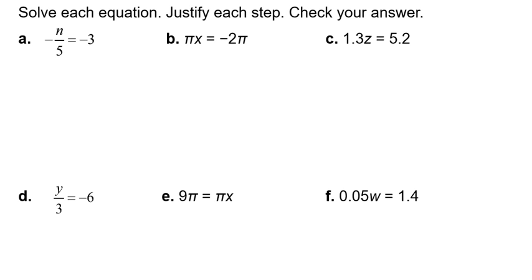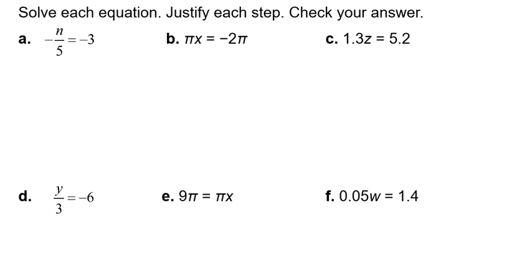In this video, we're going to be solving one-step equations using multiplication and division. Then we're going to justify each step, and then we're going to check our answers. So in this first problem, we have negative n divided by 5 equals negative 3.